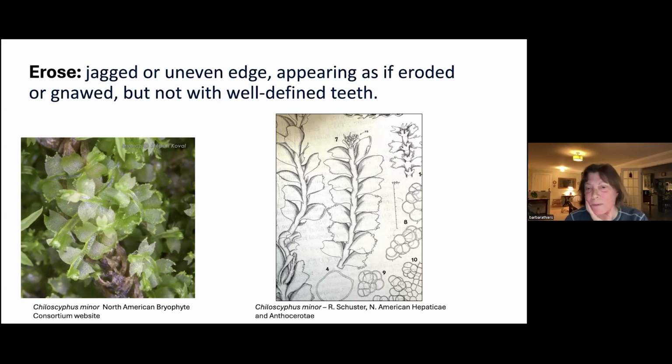But another type of edge, the last one I'm going to talk about, is eros, which means like chewed, eroded. Eroded and eros would come from the same source. And that's a very common way to describe the leaf margins in the cute little liverwort known as Chylocyphus minor, which is very common here in Colorado.